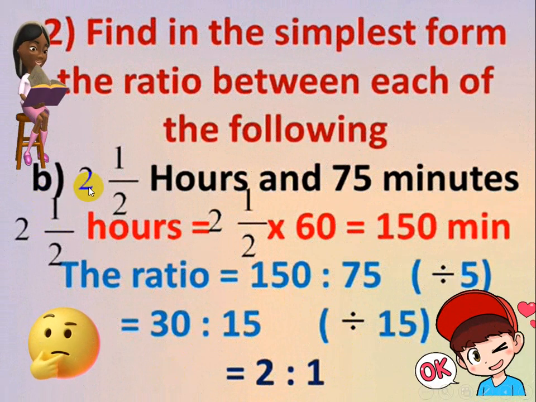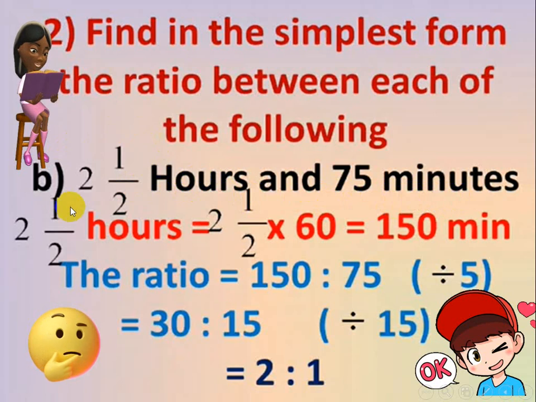Number B, 2.5 hours and 75 minutes. I can't find a ratio between two different units. We will convert hours or minutes. I think we will convert hours. 2.5 hours. You know the 1 hour equals 60 minutes. So 2.5 times 60. It will be 150 minutes. So the ratio now, 150 to 75.